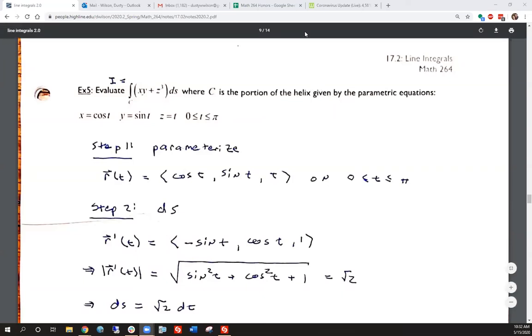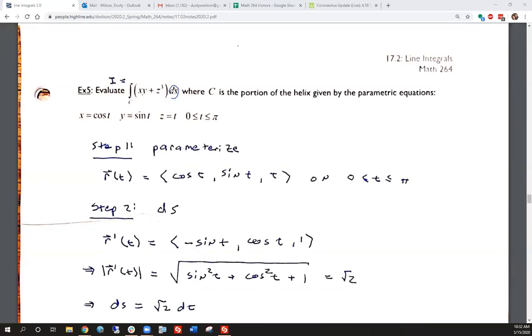So the point being that you have the DS formula versus the DR formula. One isn't harder than the other, but they do have a slightly different approach. Questions about ds versus dr or the setup of example 5?